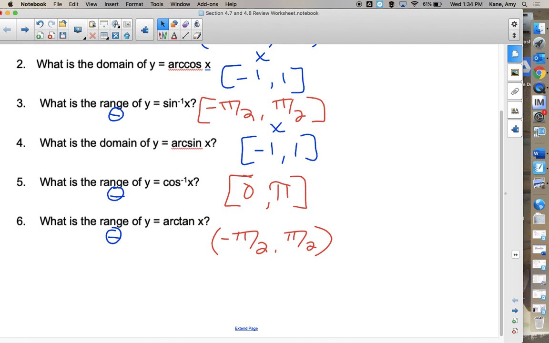Your test tomorrow is 40 points. The first page is inverse functions, which is roughly 20 points. The next two pages are word problems. So it is half and half, except you're going to have more questions on inverse functions because they're not worth as much. There's not as much thought process going into it. The word problems are a little more involved.